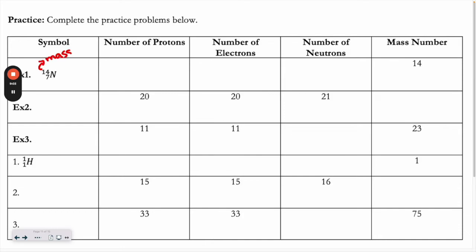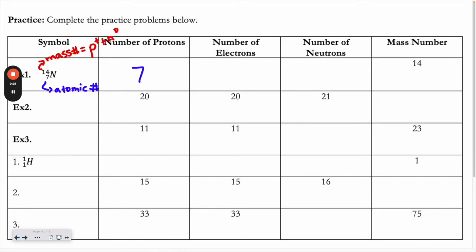And remember, your mass number is your number of protons plus neutrons. Okay, the number on bottom, that is my atomic number, which is the same thing as my number of protons. So when I ask how many protons this element has, I give it to you by telling you your atomic number. It's 7.